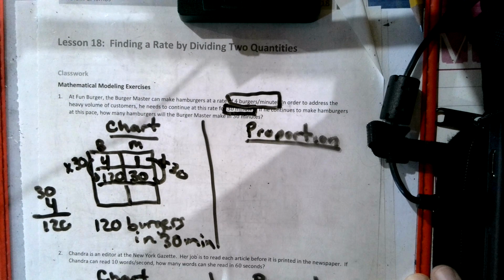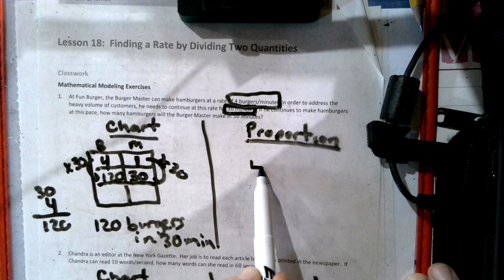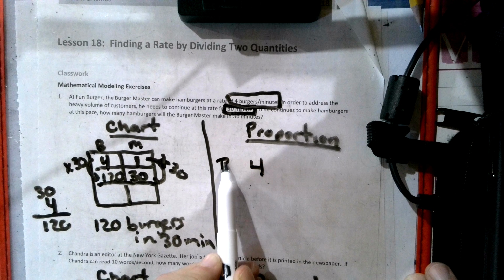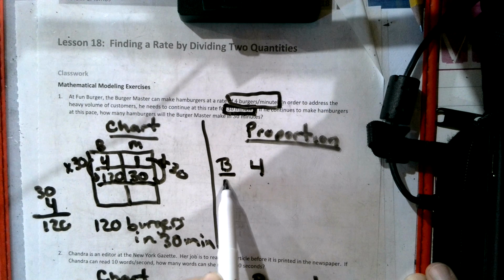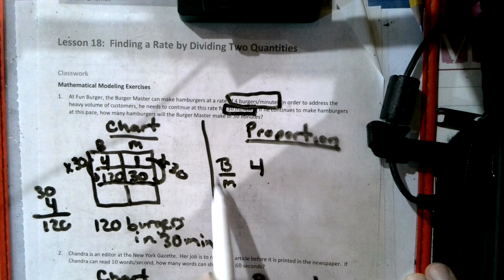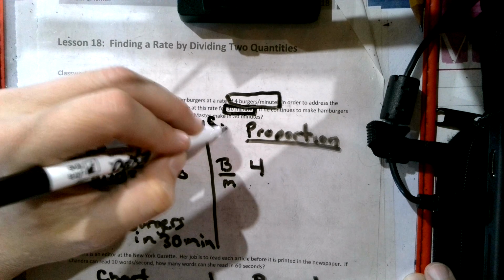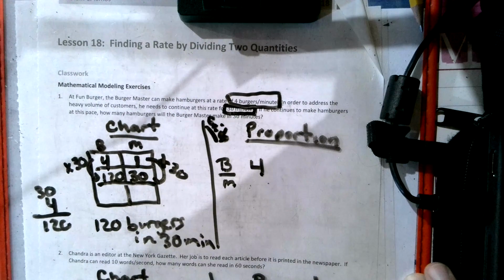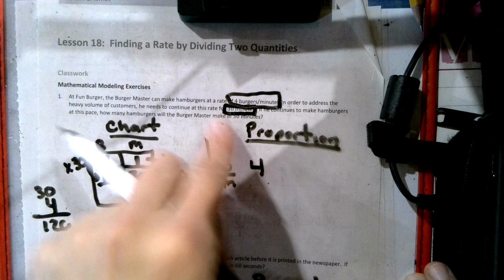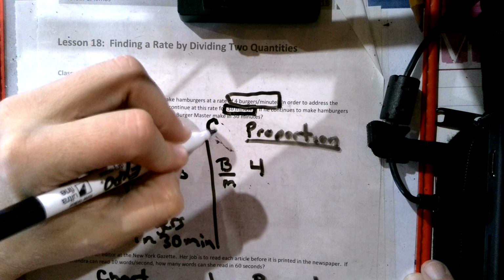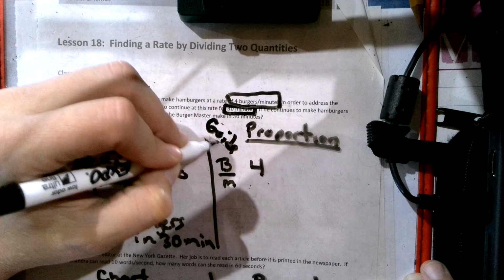So in a proportion, it could look like this. 4 burgers, we'll put the burger stuff on top, we'll put the minutes on the bottom. So this is just a guide. This is the guide, okay? I'm going to put G-U-I-D-E. That's the guide. Okay, actually that doesn't look like the word guide very well. G-U-I-D-E, that's a guide.